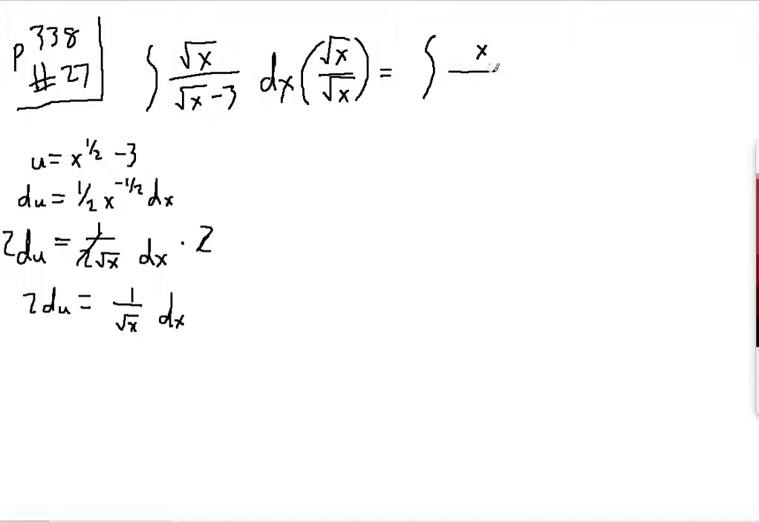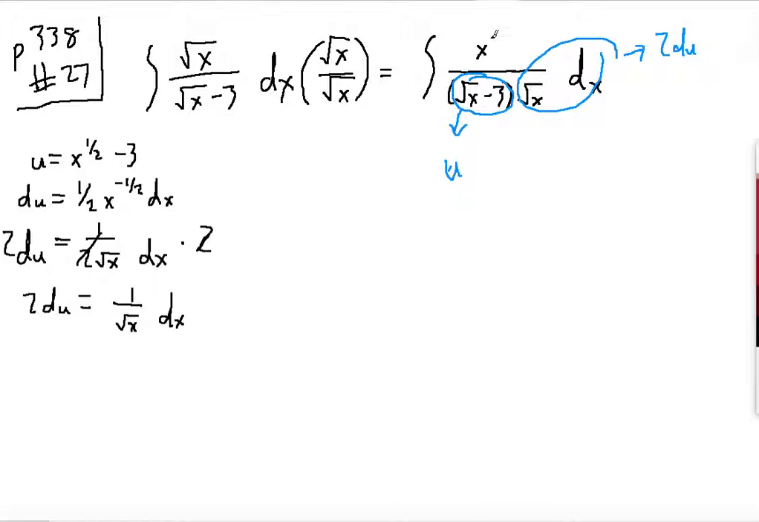So we get an x here, we get a square root of x minus 3 times a square root of x, dx. And when I look at this, here, that's equal to 2 du. Here, I have something that's equal to u. I have an x left over right now, and that is not something I want to have.